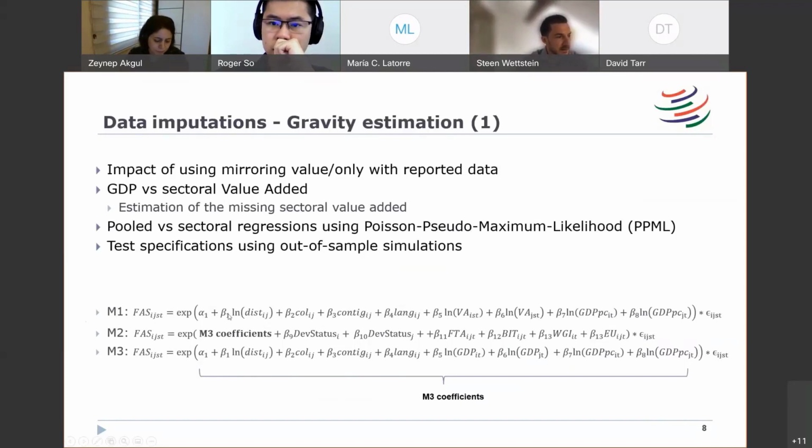And then in the second specification, we include some additional variables. Okay, so I need to speed up a little bit. So we test here the development status, the free trade agreement, the bilateral investment treaty, the worldwide government index, and whether or not the trade is intra-EU trade. The third specification is the same as the first one, using GDP instead of sectoral value added.